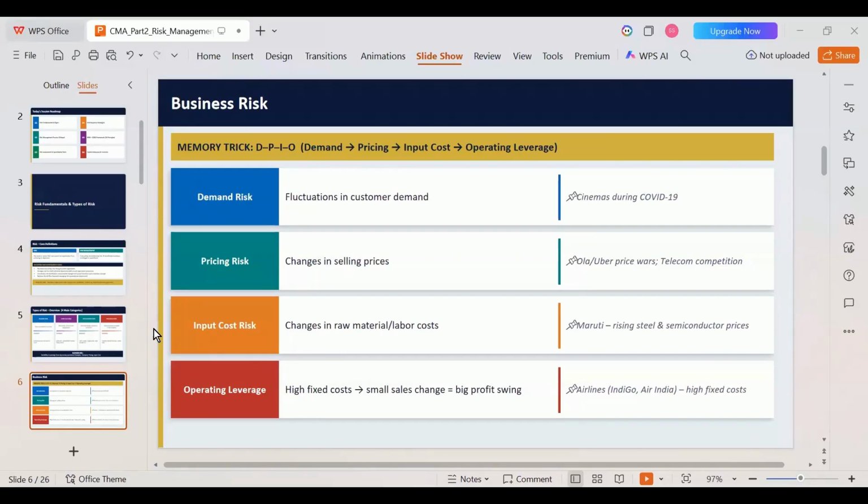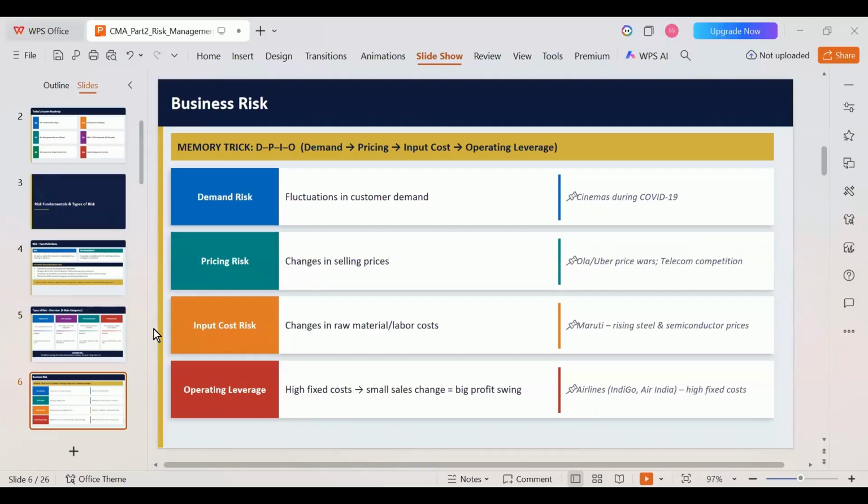Then comes pricing risk. We have learned the concept of cost leadership. When there are more competitors in a business, businesses will be forced to reduce their selling prices for the products. That will be pricing risk. They will not have the autonomy of keeping their own selling prices. They will have to keep them as low as possible in order to survive in competitive markets. That again is a business risk.